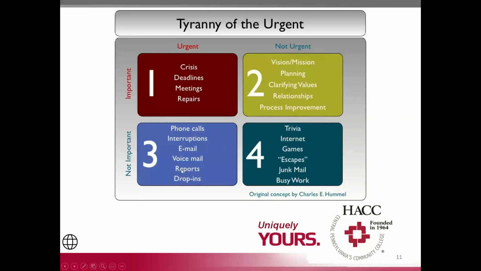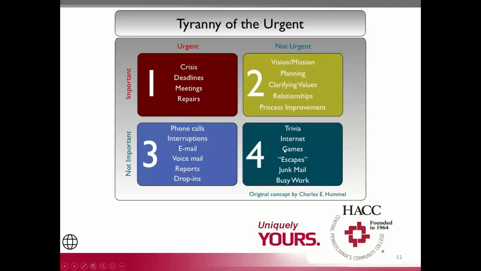This is absolute. So if you want to know what deception looks like, Quadrant 3 is deception because it is not important. It is urgent. You've got to take phone calls. You've got to do emails. You've got to do reports and stuff like that. However, if you let it manage your day, then you will quickly lose control.